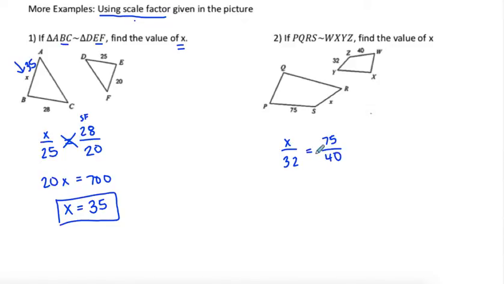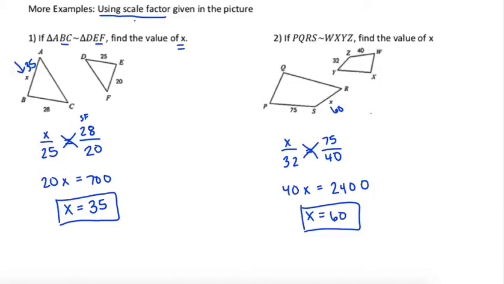Once I have my proportion set up using my scale factor and picture, cross multiply. 40x equals 32 times 75, 2400. One more step to get x by itself, divide both sides by 40, and the length of that x here is 60.